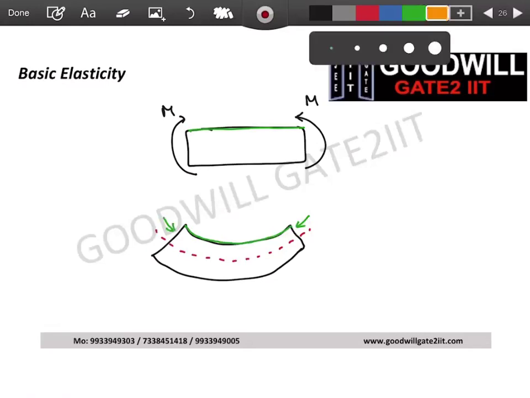Whereas if you see this bottom portion, what do you feel, is this expanding or compressing? Expanding. See, this is the length. If you bend it, imagine in your mind what will happen to this bottom fiber. It will expand, right? So the bottom portion is actually experiencing expansion, meaning tensile stresses.